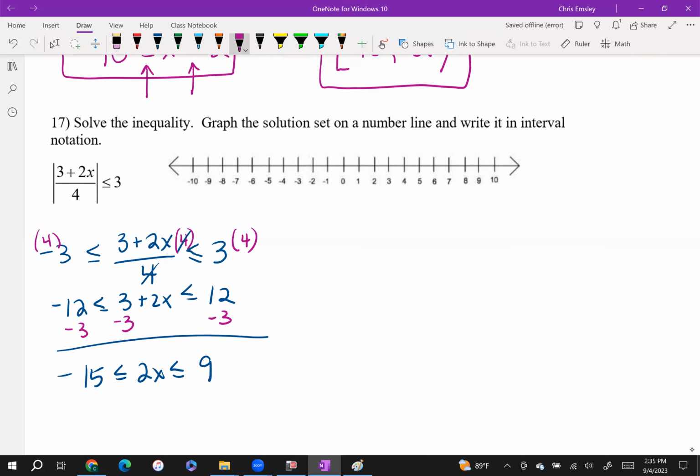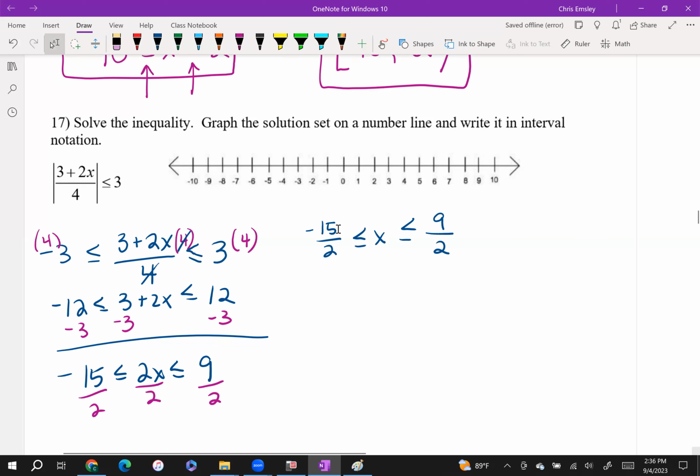And finally, I need to divide by that 2 on the left and on the right. And I end up with -15 over 2 less than or equal to x, less than or equal to 9 over 2. This does ask for both our answer on the number line and interval notation, so we need to do both of those.